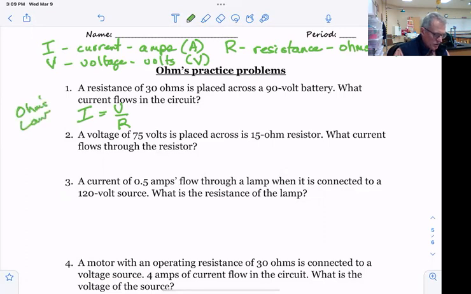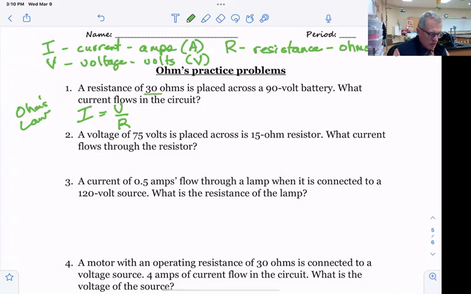And this is in your formula chart. I equals V over R. So the current that goes through a circuit is the voltage of that circuit divided by the resistance of that circuit. The current increases if the voltage increases and the resistance stays the same, and the current also increases if the resistance decreases.